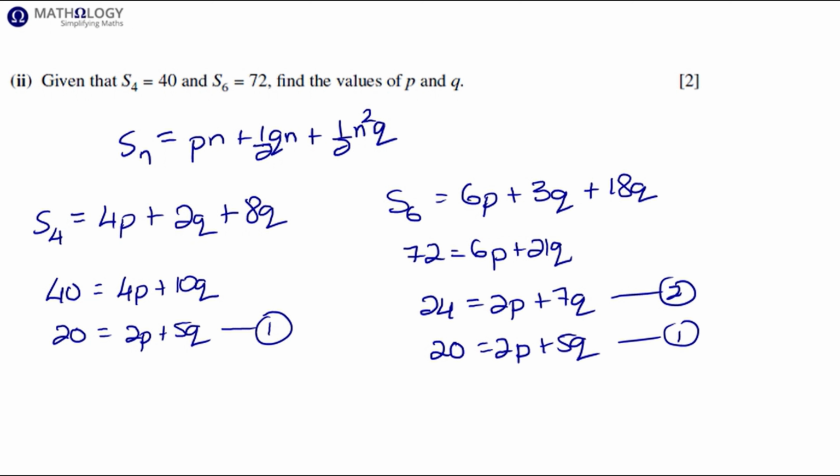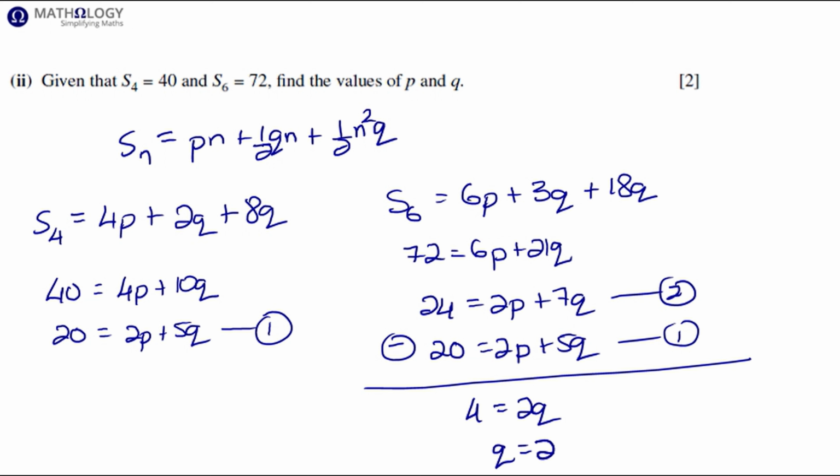There's equation 1. We can now eliminate P by subtracting these equations. So we'll have 4 equals 2Q, and therefore Q equals 2. So 24 equals 2P plus 7 times 2, 14. So 2P equals 10, and therefore P equals 5.